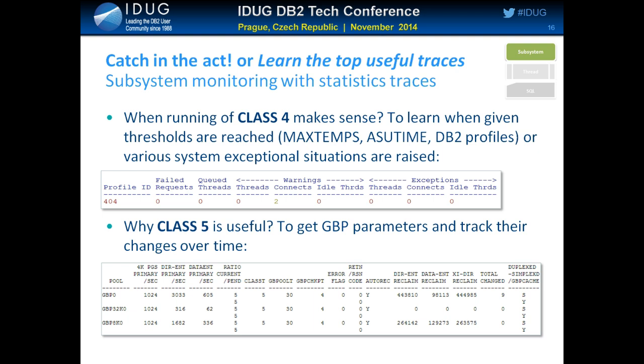Class 5, if you want to know your group buffer pool parameters. So if you change that or anything like that, you can find it. So if you run that, you will have it. And that's pretty much it about the subsystem monitoring.